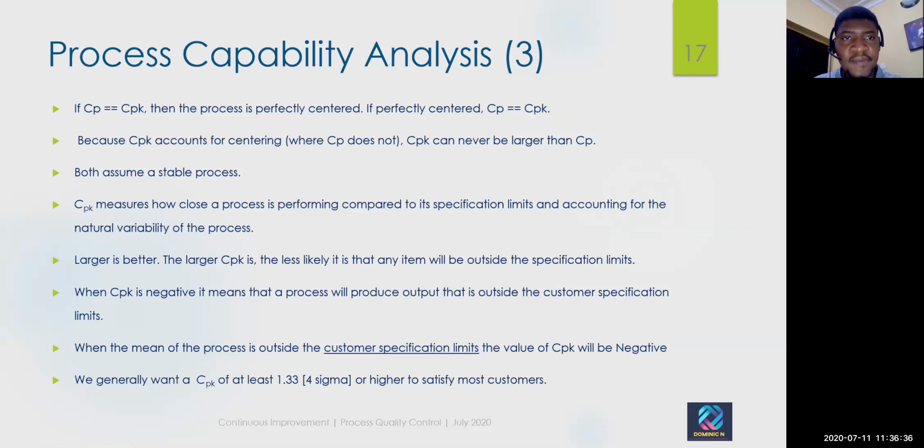Just some other thoughts about CP and CPK. If CP equals CPK, then the process is perfectly centered. But CPK accounts for centering, so your CPK can never be larger than your CP. The more you center, the more your CPK gets closer to your CP. Both of them assume a stable process. Generally, what keeps you satisfied as a business owner is that your CPK is at 1.33. That's when they tell you it's good, it's 4 sigma.